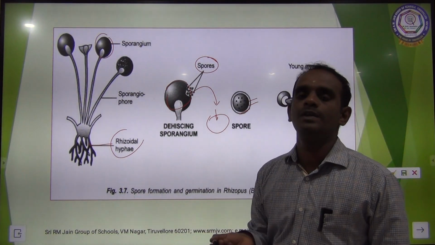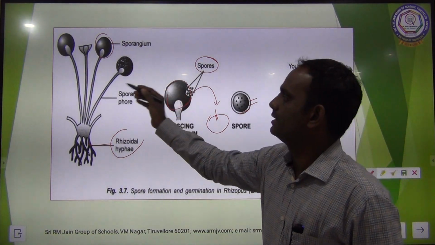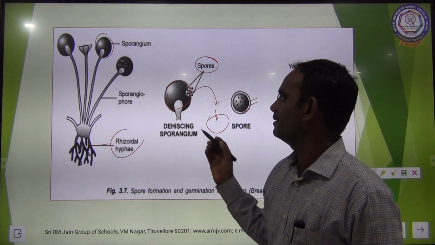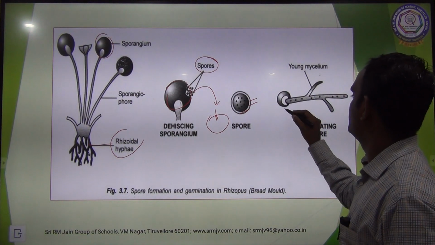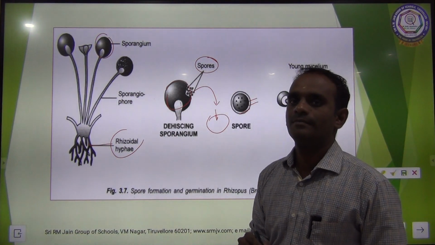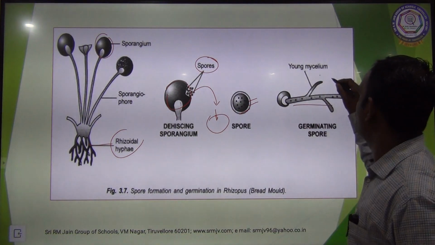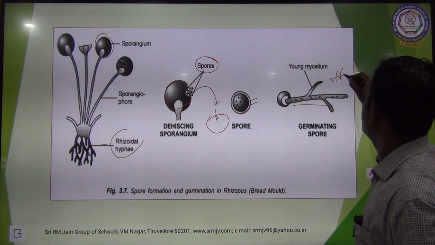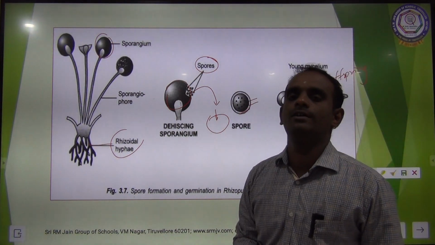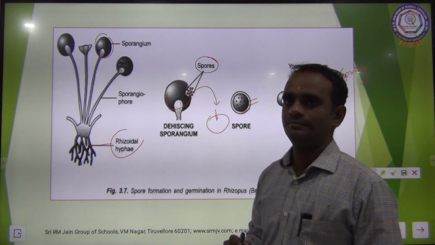The formed individual is identical to that of the parent organism. See here, the spore slowly germinates to form an organism. The formed offspring is identical to that of the parent organism.